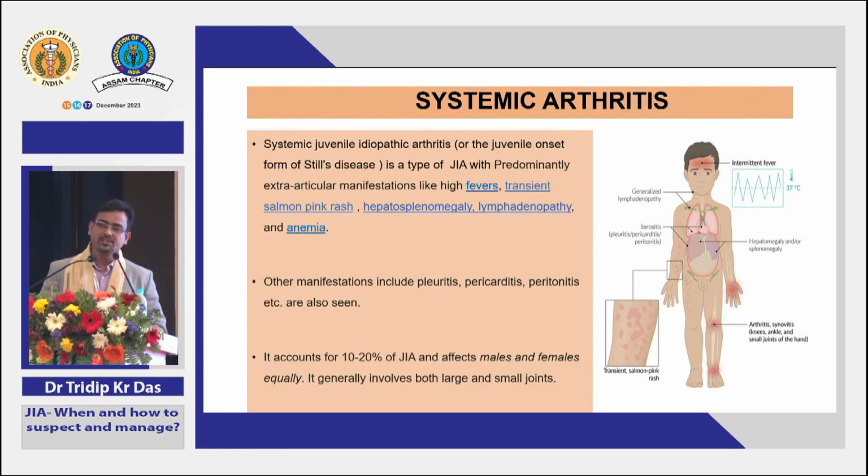If you talk about systemic JIA, it basically presents with more extra-articular manifestations. They present with fever and transient salmon pink rashes. There will be hepatosplenomegaly, lymphadenopathy, and anemia. There can also be presentation of serositis in the form of pleuritis, pericarditis, peritonitis, etc. These forms basically make up 10 to 20% of JIA. It involves both the larger and the small joints.